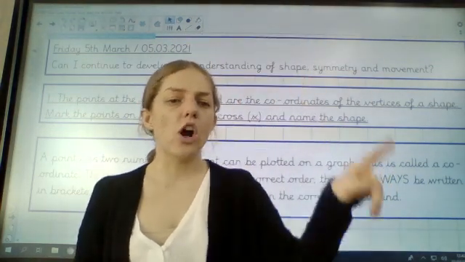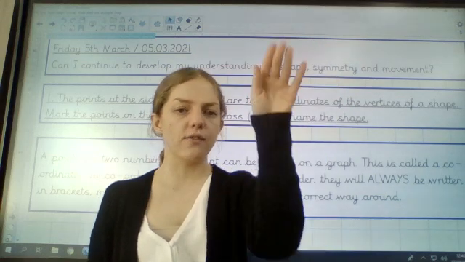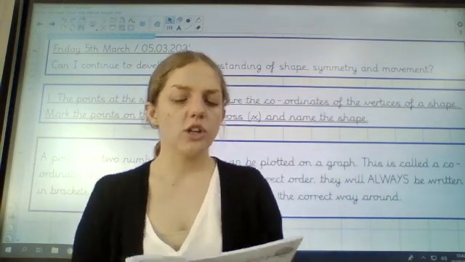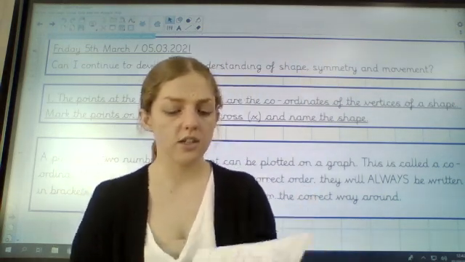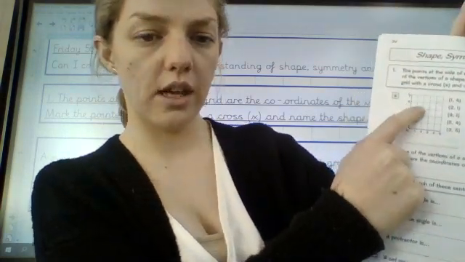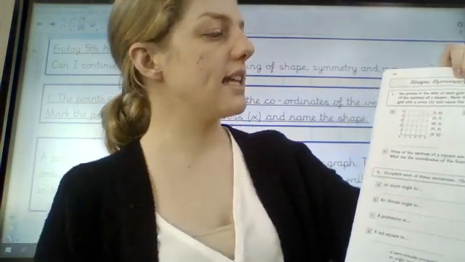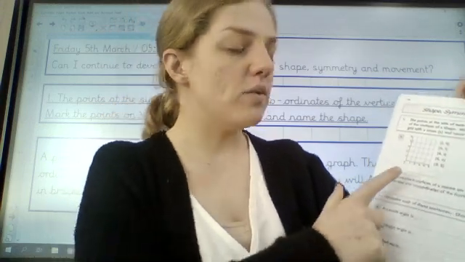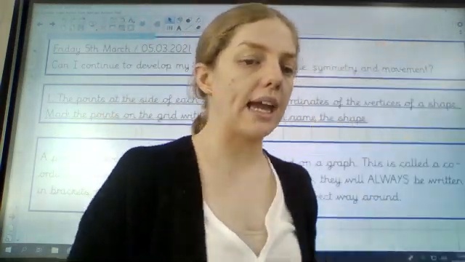And your vertices are the corners of the shape, okay? So you need to plot them on the grid. So this is your grid here. You need to plot them on the grid and then you need to name the shape, okay?